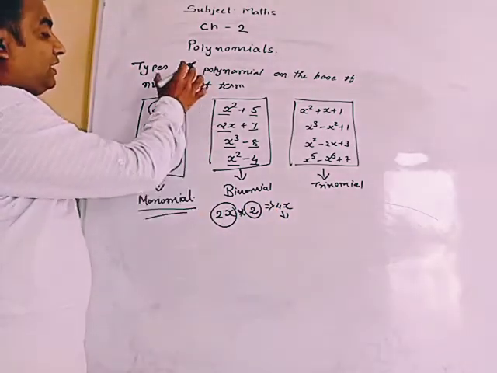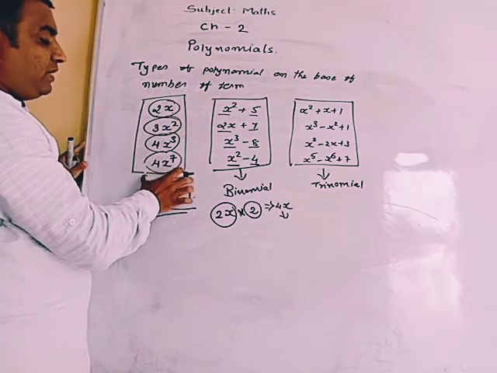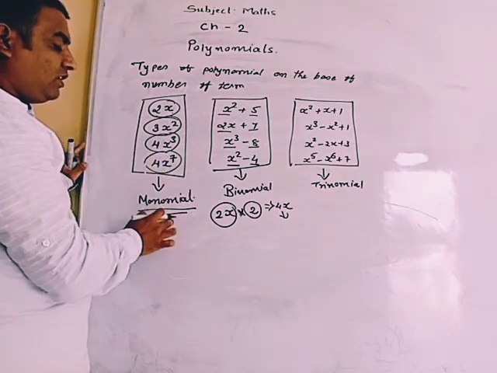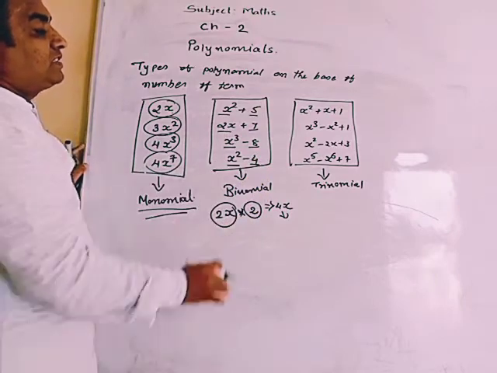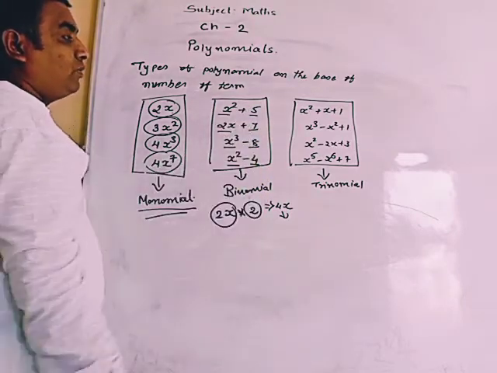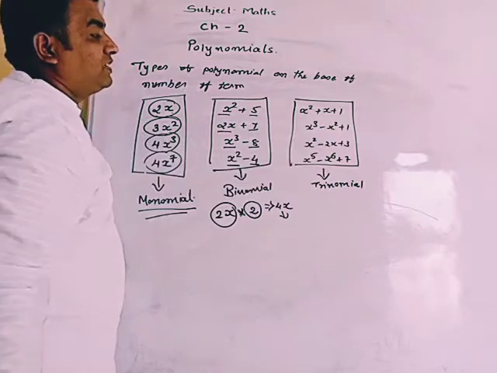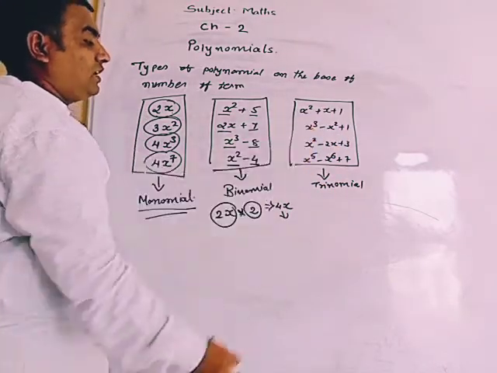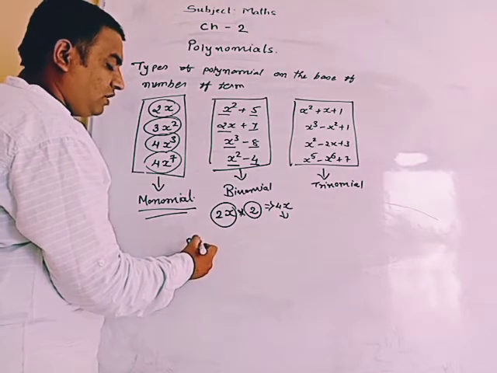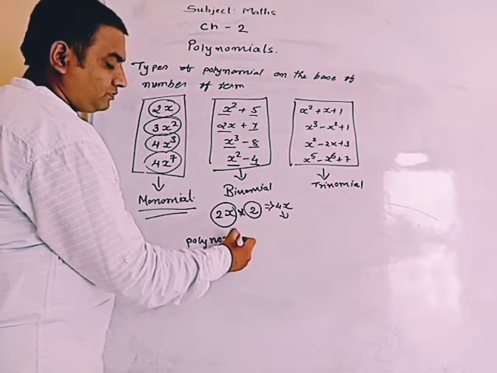So now you are clear that an algebraic expression which has only a single term is called a monomial. The algebraic expression which has 2 terms is called a binomial. The algebraic expression which has 3 terms is called a trinomial. And more than 3 terms we generally know as a polynomial.